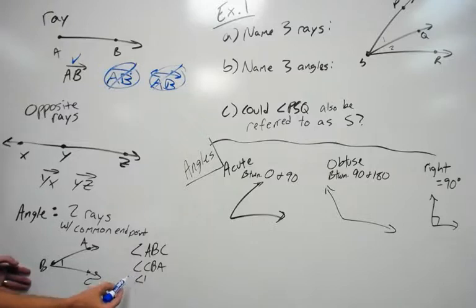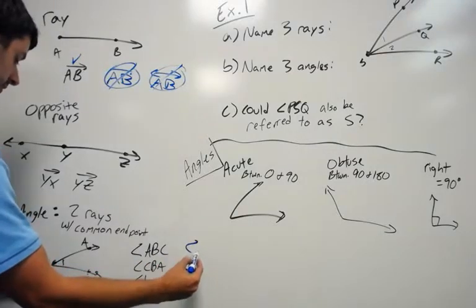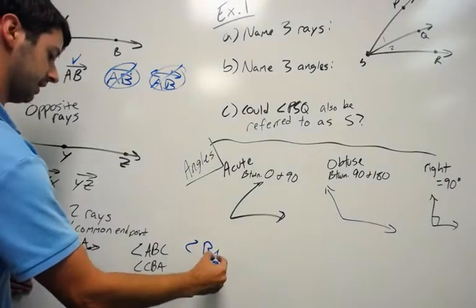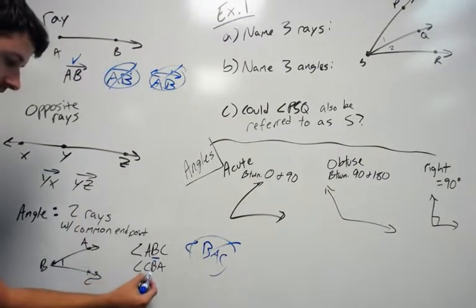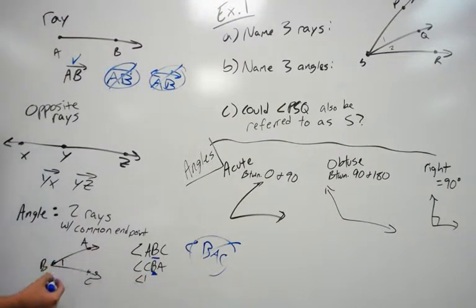You could not call it angle BAC. That would not work. Notice B is central between the points. It has to be that way because that has to show where the angle actually is. But that is the definition of an angle.